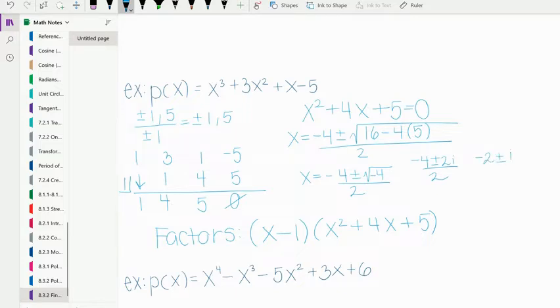Okay, so then that means I'm going to put it up here that our zeros, or I should say roots, of this polynomial are going to be x equals 1 and x equals negative 2 plus or minus i. And that makes sense that there are 3 because it's a third degree polynomial. Remember, negative 2 plus i is 1 and negative 2 minus i is another.